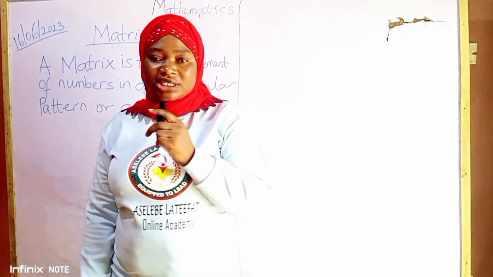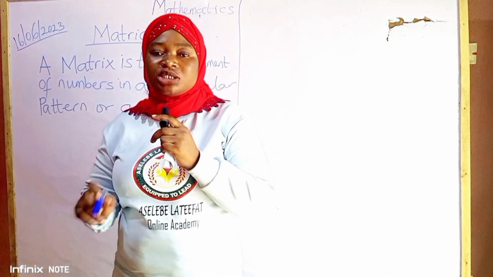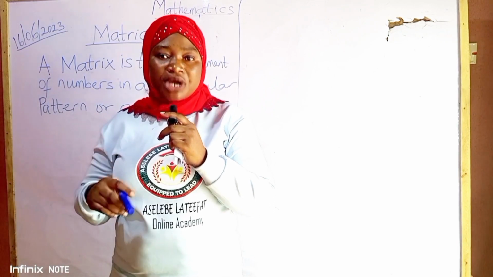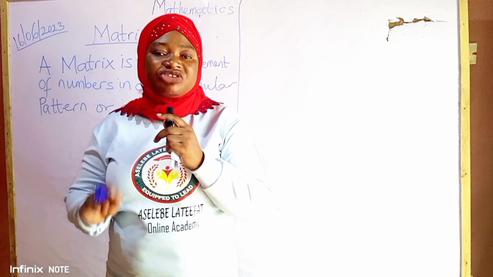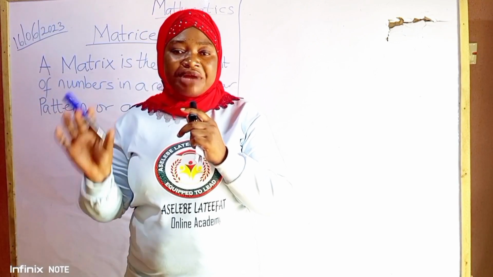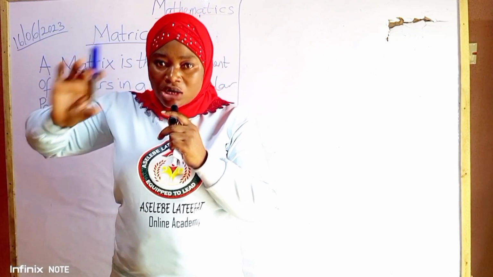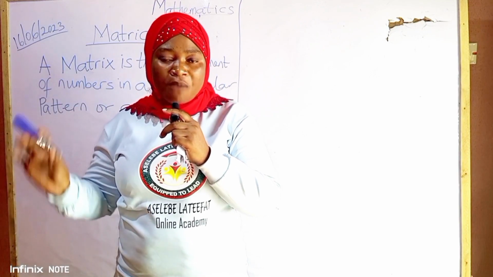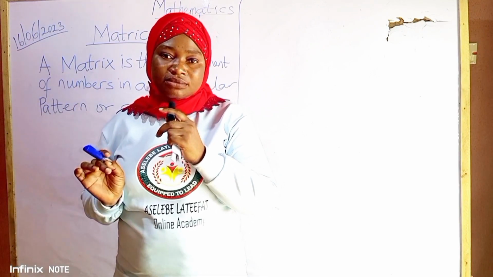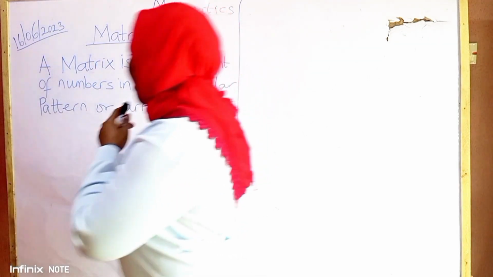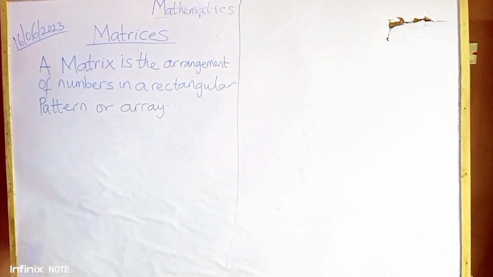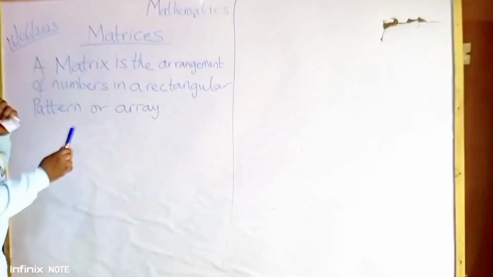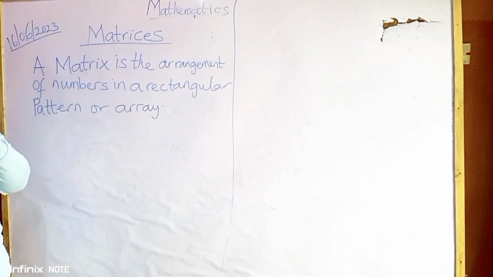What is a matrix? A matrix is the arrangement of numbers, be it complex numbers, real numbers, or trigonometric functions. So you arrange all those numbers horizontally and vertically to form a rectangular pattern. So generally, we define a matrix as the arrangement of numbers in a rectangular array or pattern.